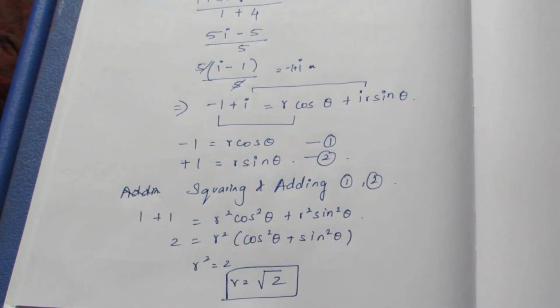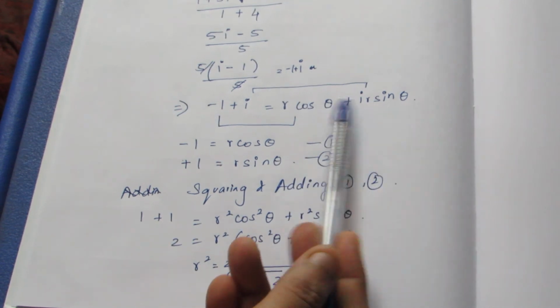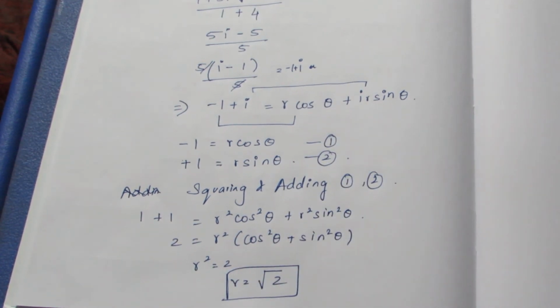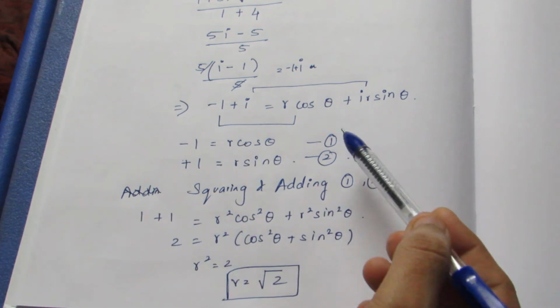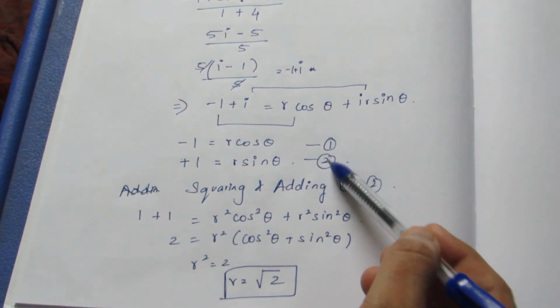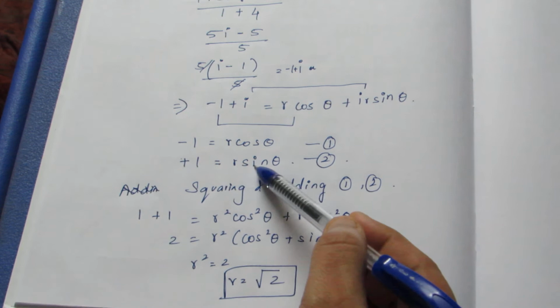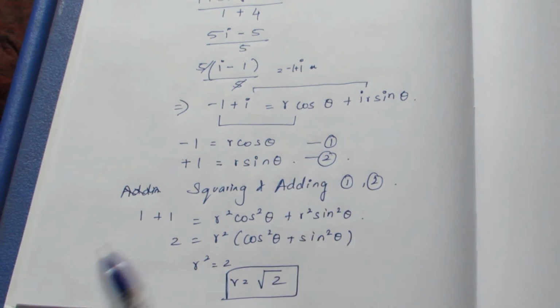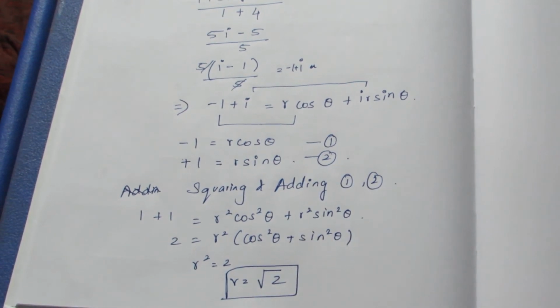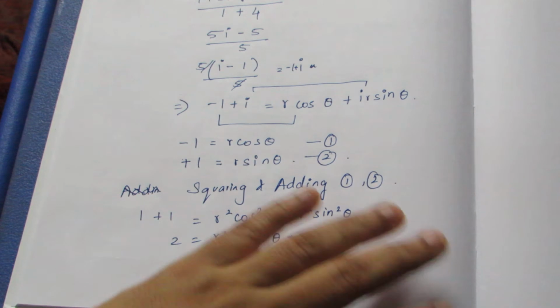We got the r value. We need to find the sin theta and the cos theta value. For that, we are going to divide equation 2 by 1. If I take 2 by 1, this will become sin by cos. So sin by cos, I can get tan theta. We know the formula of tan theta equal to modulus b by a. So I am going to divide now equation 2 with equation 1.